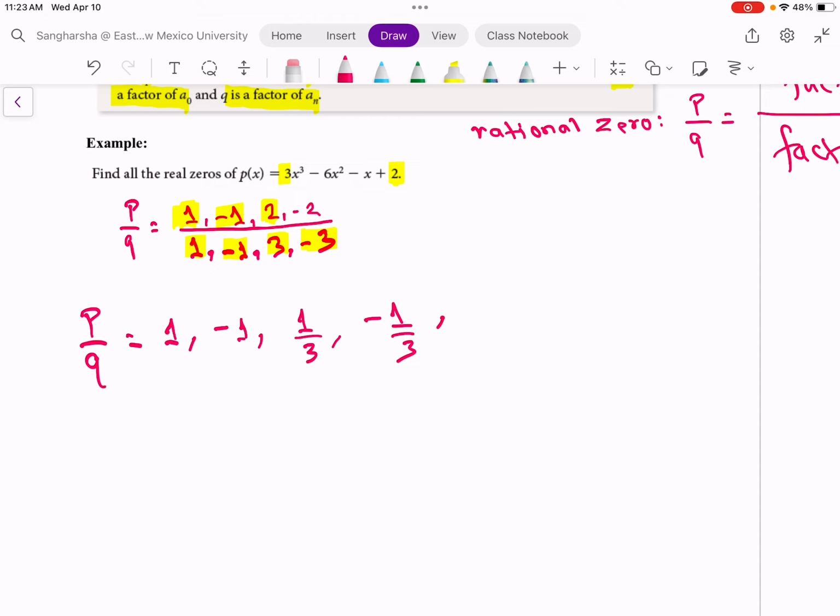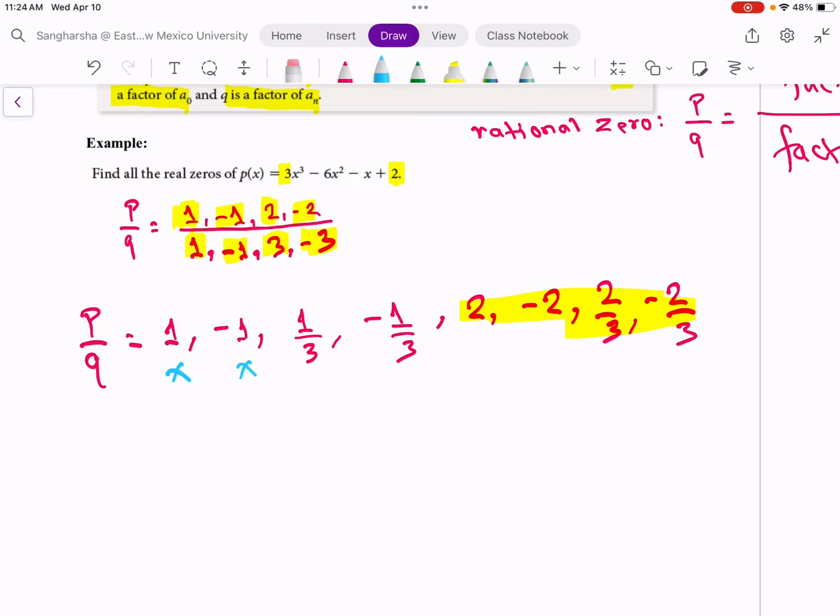If we choose 2 for P and 1 for Q, we get 2. If we choose 2 for P and negative 1 for Q, we get negative 2. If we choose 2 for P and 3 for Q, we get 2 over 3. And if we choose 2 for P and negative 3 for Q, we get negative 2 over 3. And for negative 2, we're going to get the same numbers here. So these are our new rational zeros. Now, in these rational zeros, we already checked 1 and negative 1. So 1 is not a real zero, negative 1 is not a real zero. So let me go with 2 here.